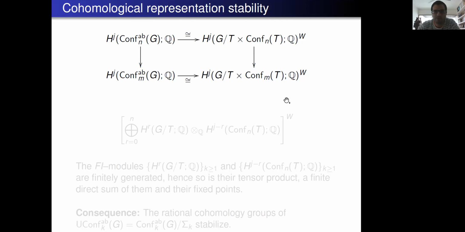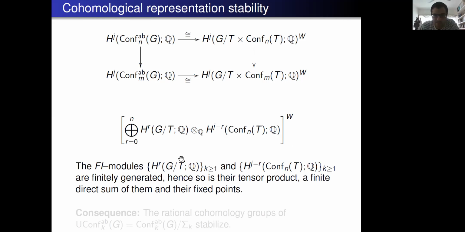But the right side now, by Künneth, is this tensor product. And now this part is a constant Fi module, so it's finitely generated. And this also is finitely generated as an Fi module by the work of Tom Church. And when you have two Fi modules and you tensor them, or you take a direct finite sum of them, that again happens to be an Fi module. And when you take the fixed points by an action of a finite group, this again is an Fi module by work of Ramos and others. Okay, so therefore, this sequence is going to give me a finitely generated Fi module.